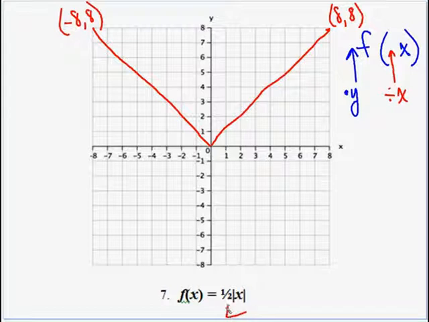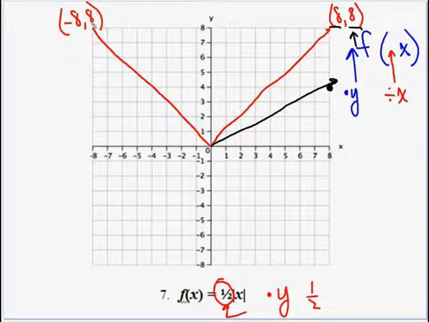Well, this half is outside the function, so that means we're going to be messing with our y values. And when we're playing with the y values, we multiply. So we're going to multiply the y values times a half, or cut our y values in half. So this point, 8, 8, I'm going to chop that y value in half. So it's going to be 8, 4. So that point is now right here. And same here, chop this y value in half. The x value stays the same. It's still going to be -8, but now we only go up to +4.